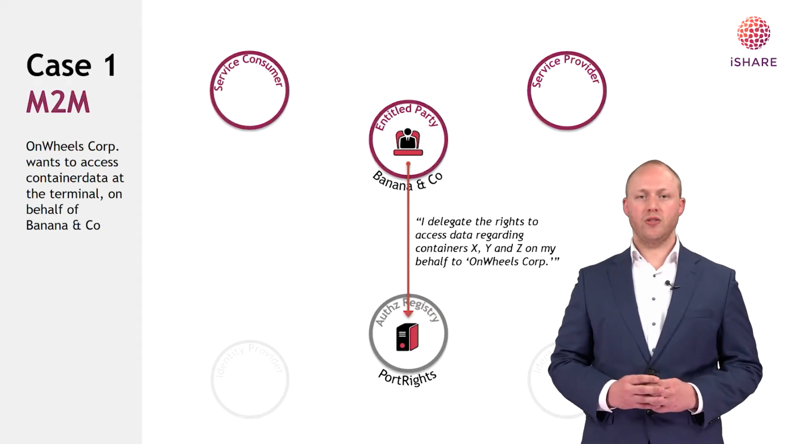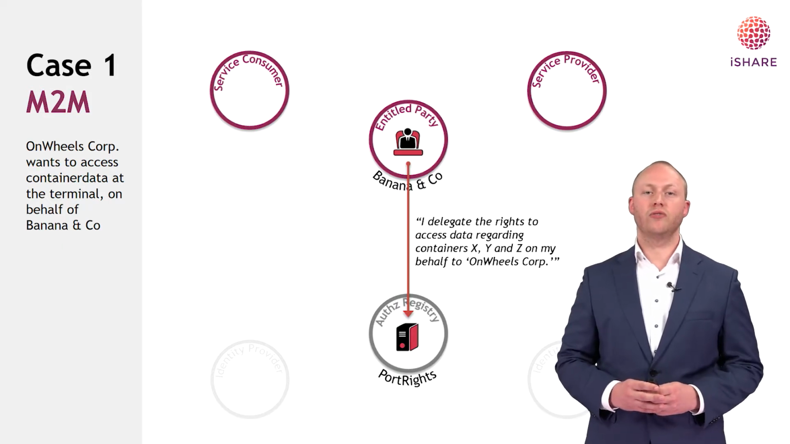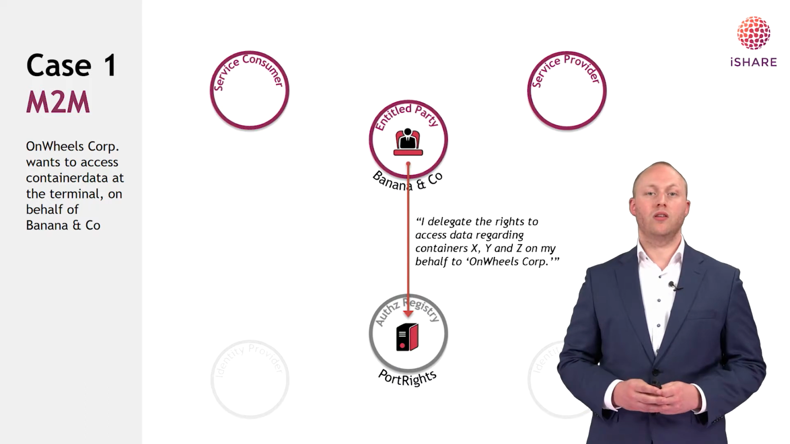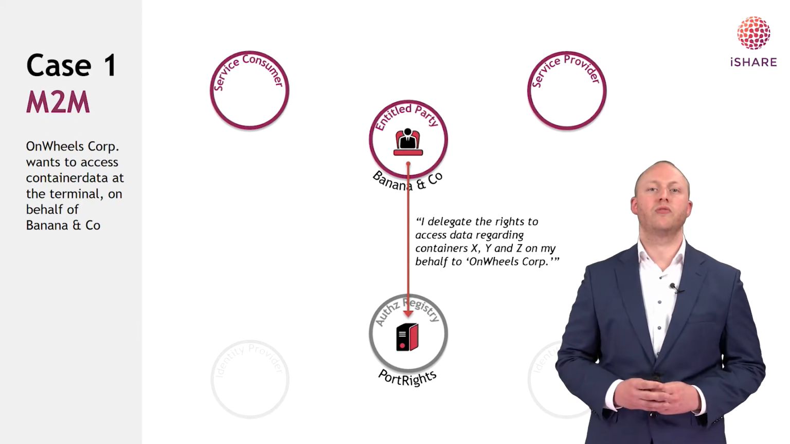So the first use case, it starts off with Banana & Co., who registers a delegation for data access at the Port Rights Authorization Registry. They allow On Wheels Corporation to access certain types of data.